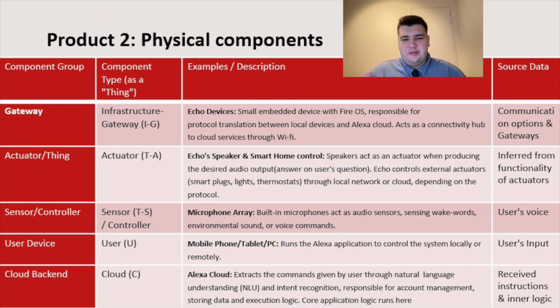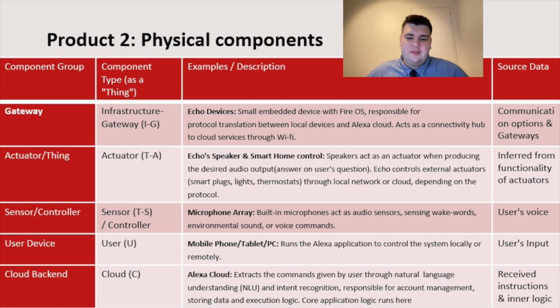Our system has 5 component types, out of which 3 are handled by Echo devices. To begin with, the Echo device is a small computer which runs Fire OS, an operating system specifically made by Amazon, and it is responsible for protocol translation between local smart home devices and Alexa Cloud. Echo is also equipped with a speaker and microphone to listen to the user and reply. And it has smart home control modules such as Zigbee or Matter to be able to communicate with other smart home devices and send instructions to them.